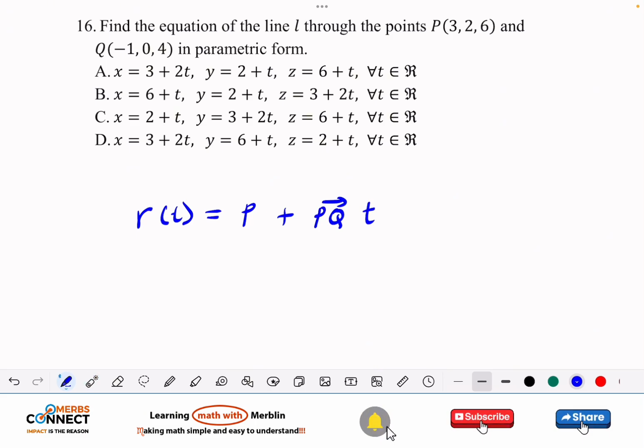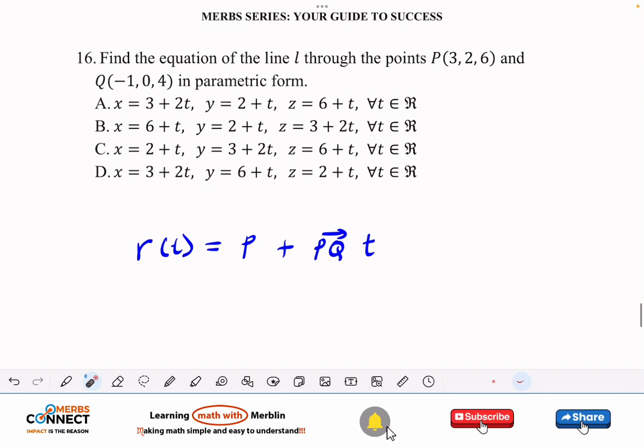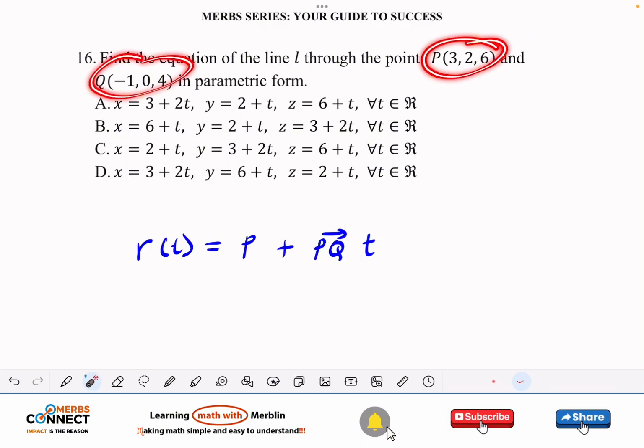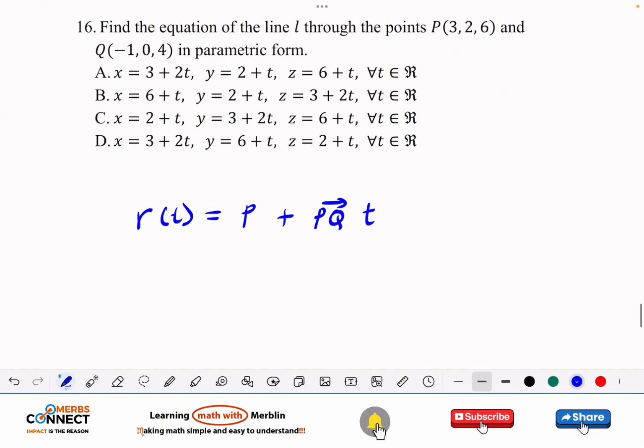Yes, because we need to pick something like this before we can have the vector. If the question was saying that it passes through this and is parallel to this, then we can write this as P plus Qt. But it passes through this and this, so this is the initial point, plus the vector of this. So let's find vector PQ, which is the same as Q minus P.